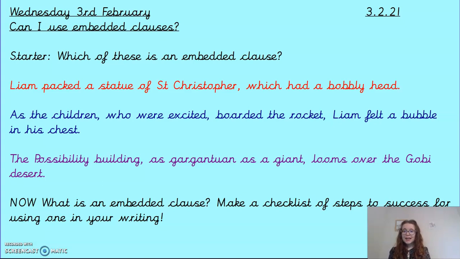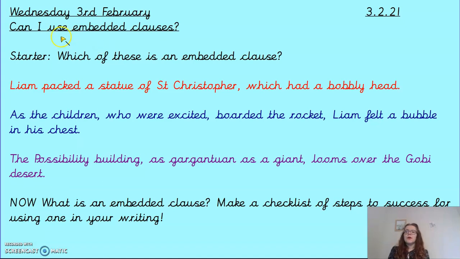Number 1, Liam packed a statue of St. Christopher, which had a bobbly head. As the children, who were excited, boarded the rocket, Liam felt a bubble in his chest. The possibility building, as gargantuan as a giant, looms over the Gobi Desert. All interesting sentences. All of them add extra information, which is what an embedded clause does. But are they all embedded clauses?